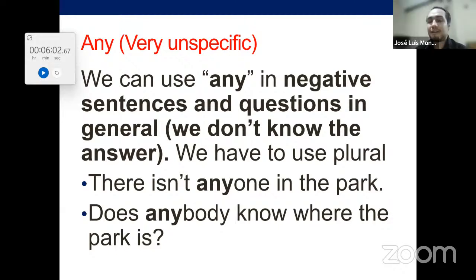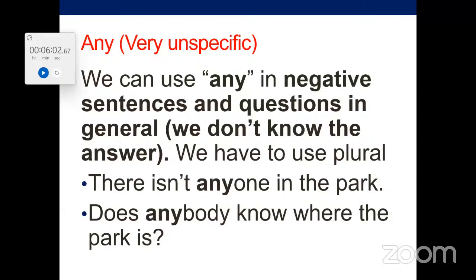Thank you very much, Daniel. There you go. And here we are using embedded questions, right? We don't say, does anybody know where is the park? We're going to say, as Daniel did it, where the park is. And that's correct, because that's an embedded question. Okay, so this is a reminder. It was very good.